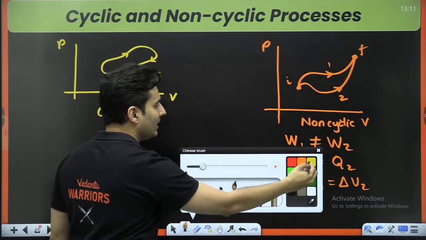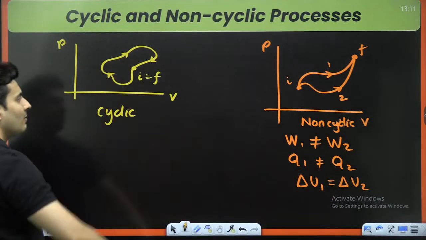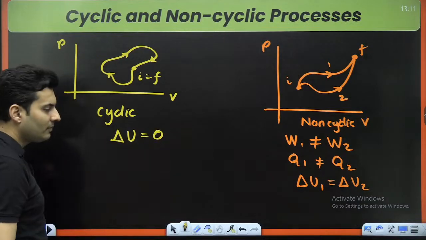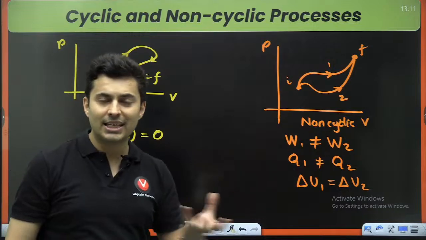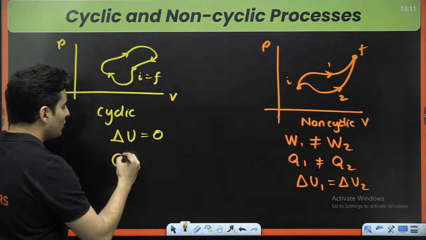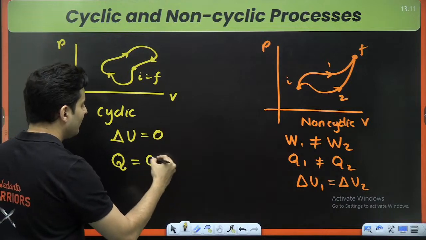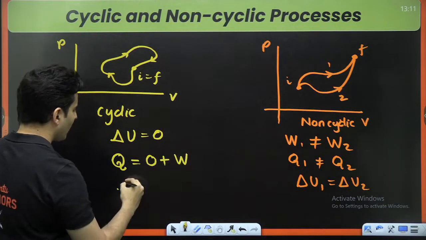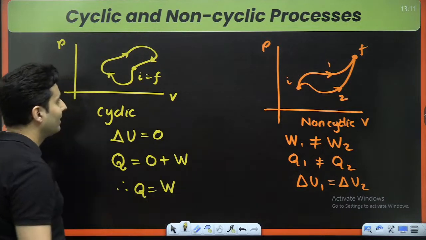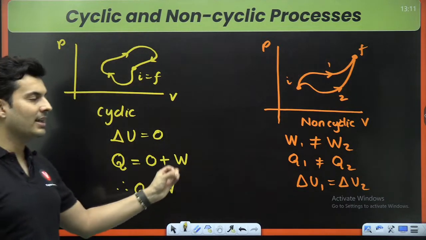But in the case of a cyclic process, because you came back to the same point, your delta U will be 0. You came back to the same state. So initial and final are the same, so delta U is 0. So using the first law, Q will be 0 plus the work done. Therefore, the heat absorbed or supplied will be the work done. This is only true for cyclic processes.